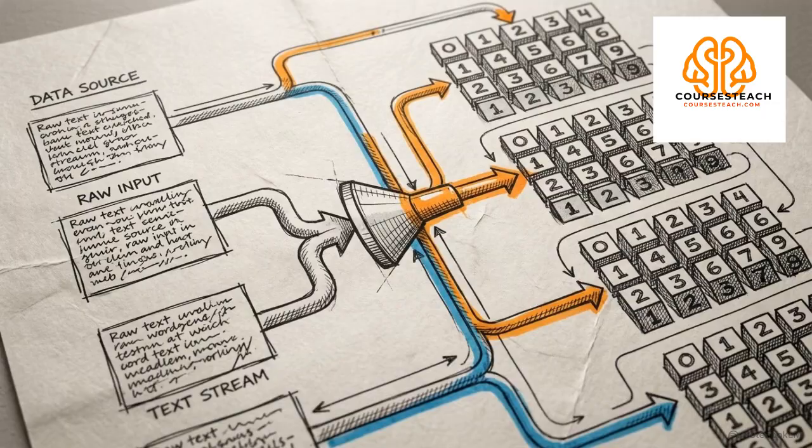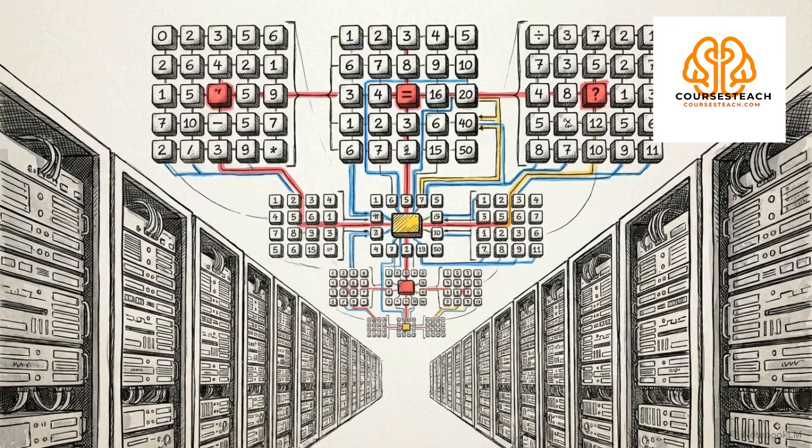Getting the language into a form the math can process dictates everything that follows. Mastering tokenization is the critical first requirement for engineering high-performance natural language systems.